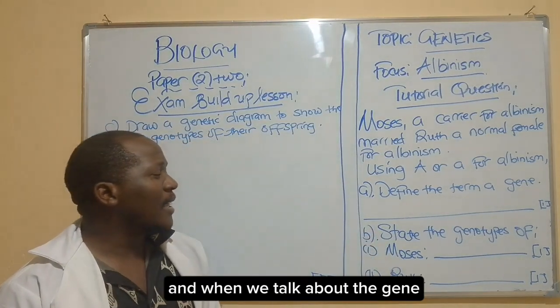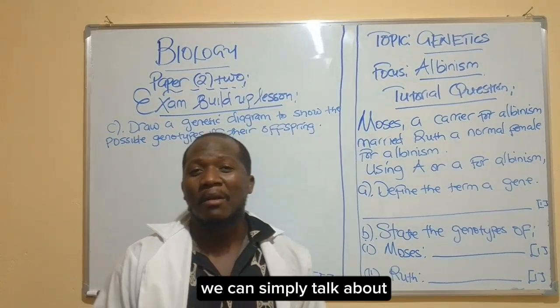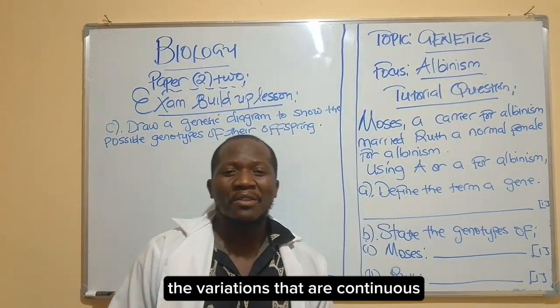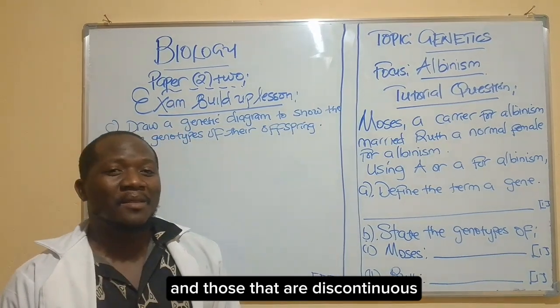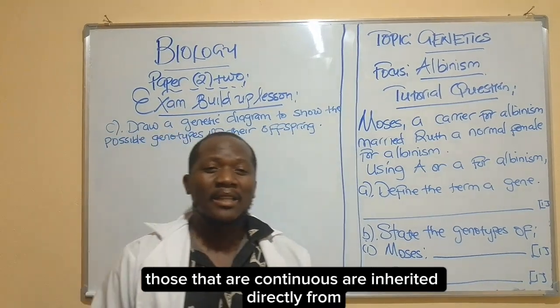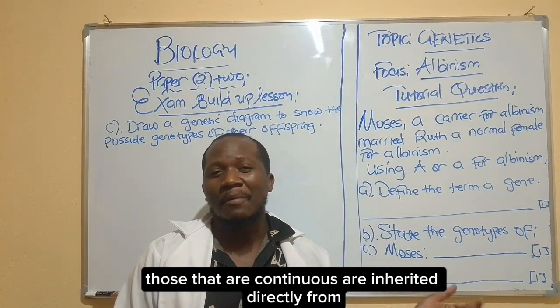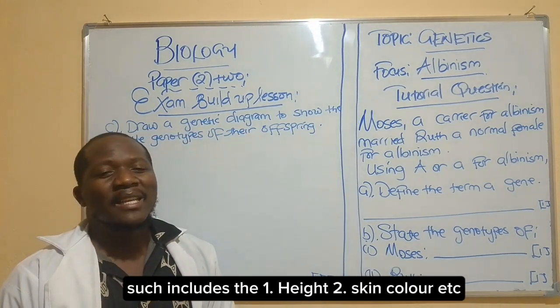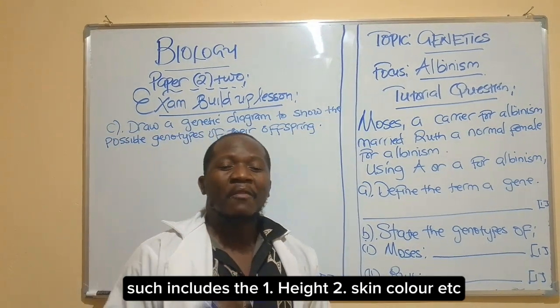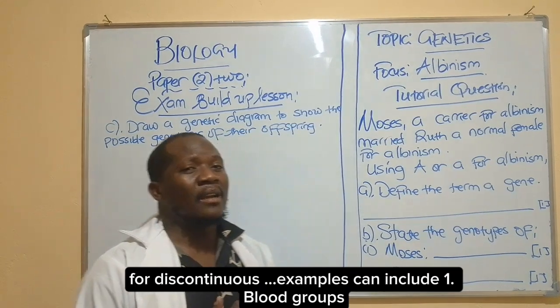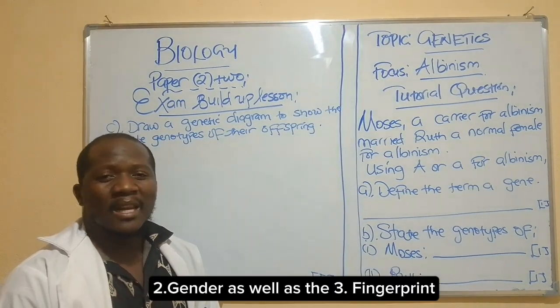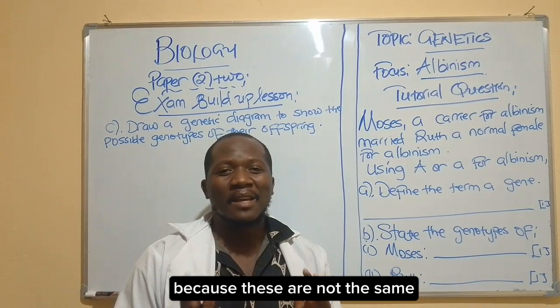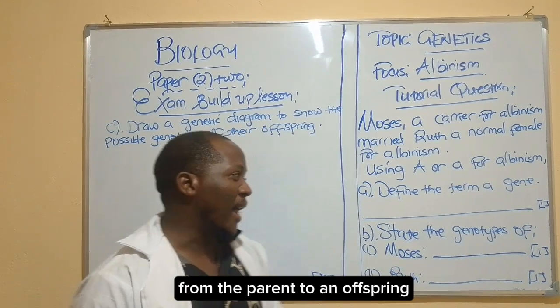And when we talk about the gene, we can talk about the variations that are continuous and those that are discontinuous. Those that are continuous are inherited directly from a parent onto an offspring. Such include the height, the skin color, etc. For discontinuous, examples include blood groups, the gender, as well as the fingerprint, because these are not the same from the parent to an offspring.